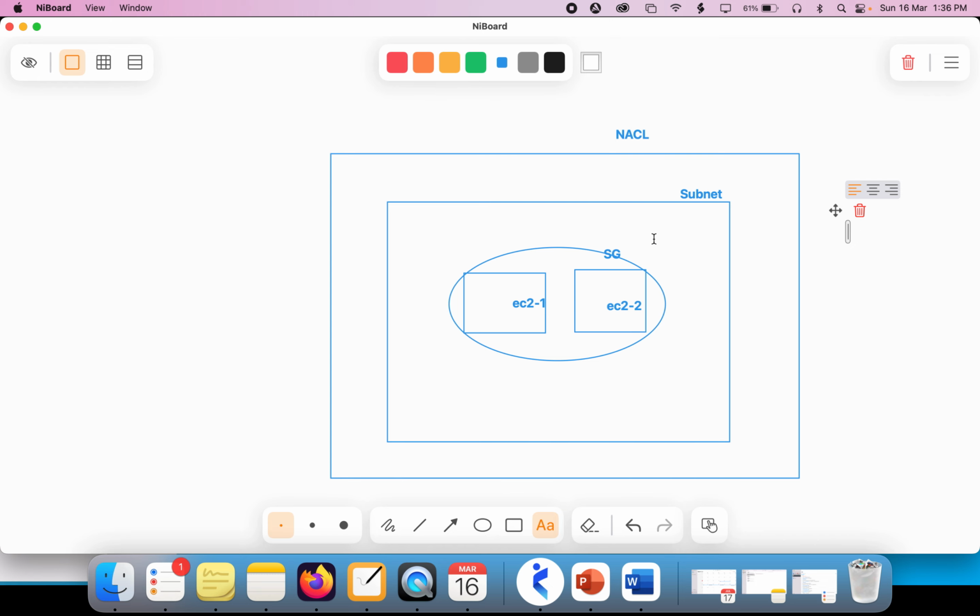So this is the NACL. Any traffic that comes in from the internet, the NACL will allow or deny it. Whenever the traffic comes and is allowed by the NACL, it is protected at the subnet level. Once the traffic goes inside, we have another layer of security, which is the security groups, that is allowed only at the instance level. This is the kind of firewall for access at the instance level.